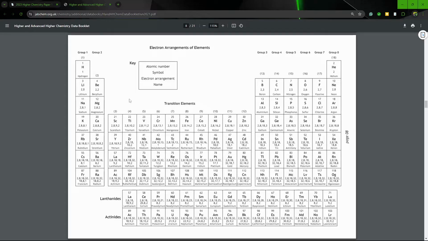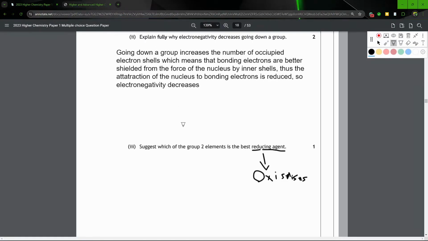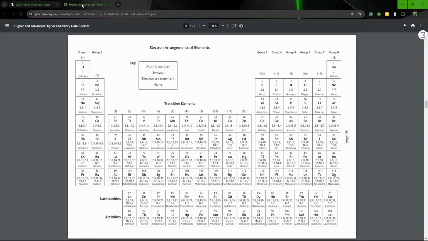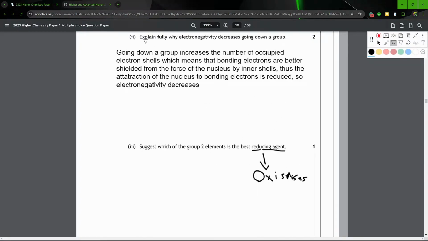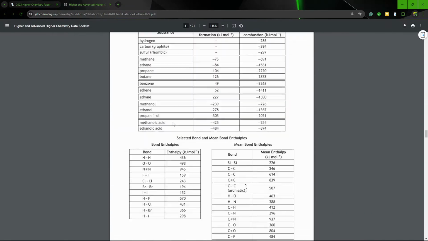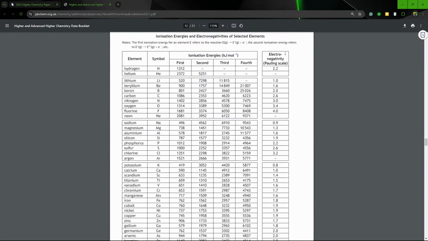So if you want to lose electrons to help others reduce, you want to be on this side of the periodic table, groups 1 and 2. It states which group 2 element is the best reducing agent. So that means we'd want the lowest electronegativity possible, because we really want to get rid of these electrons. And we know that electronegativity decreases going down a group.